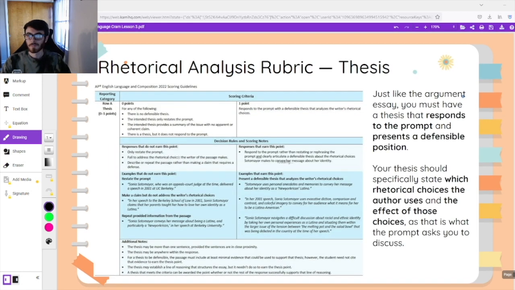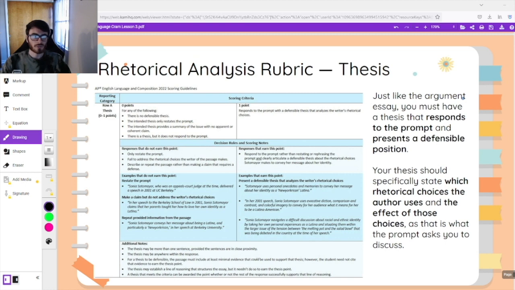All right, so let's talk about the rubric. It is similar to the argument essay rubric in a lot of ways. The main categories are the same, right? Thesis, evidence and commentary, sophistication. The criteria does differ a little bit, though.